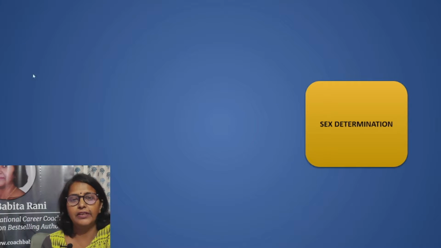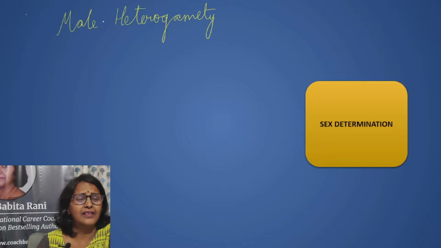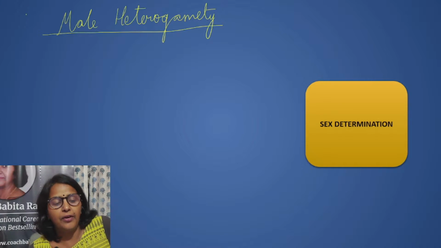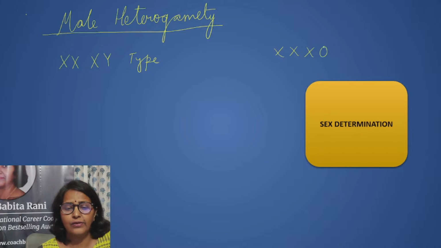Let us see this with an example. Male heterogamety, that means the sex chromosome which determines the male sex will be heterogamous. So there are two types of male heterogamety. One is XX-XY type and the other is XX-XO type.